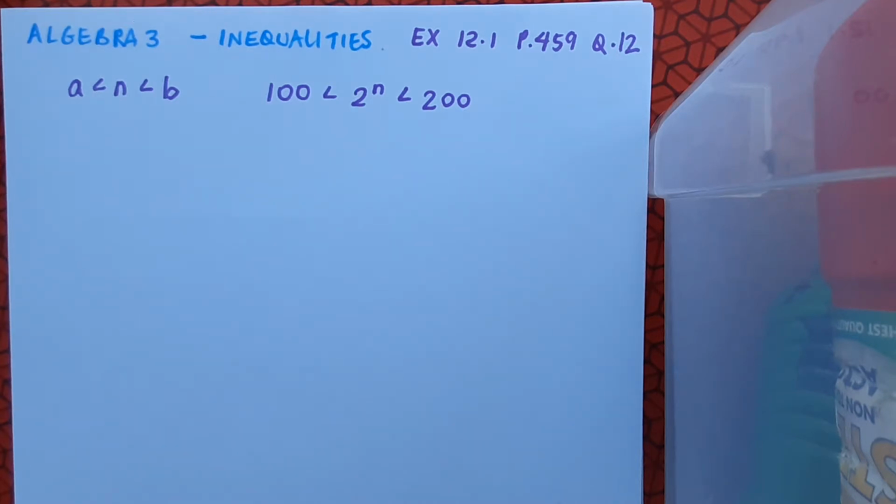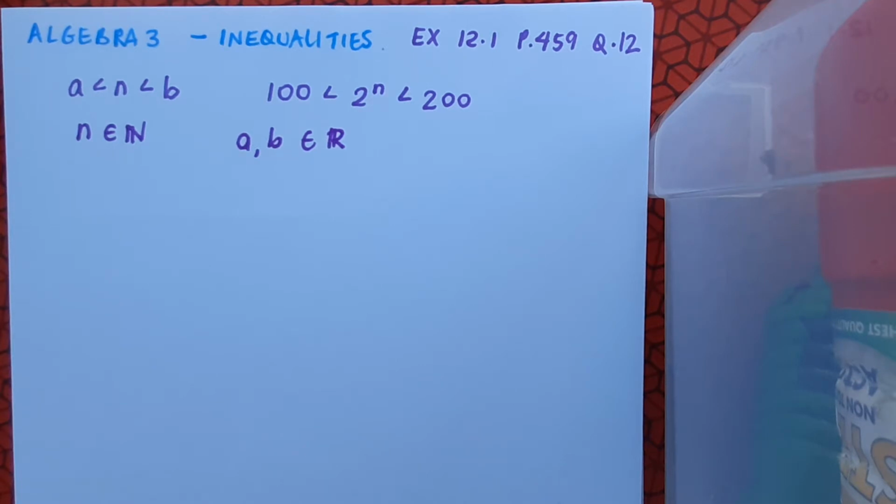Now, the n will be a specific value because they're saying that n is an element of the natural number set. And they're also saying that a and b are elements of R. So what we're really going to do first of all is have a look at the n. What whole number for n would allow us to land between 100 and 200?